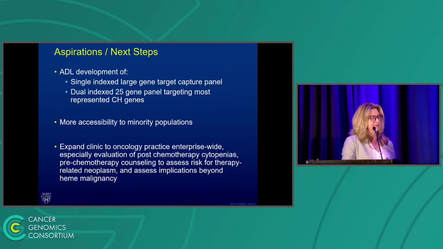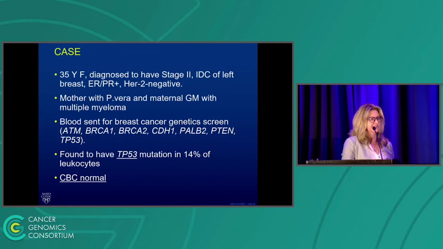And also, number 3, expand our clinic to other oncology practices enterprise-wide. We would like to do this, and we're moving towards it right now. We're actually having some success, especially in evaluation of post-chemotherapy cytopenias, pre-chemotherapy counseling to assess risk for therapy-related neoplasms, and assessing implications beyond heme malignancies. So I'd like to end with a case.